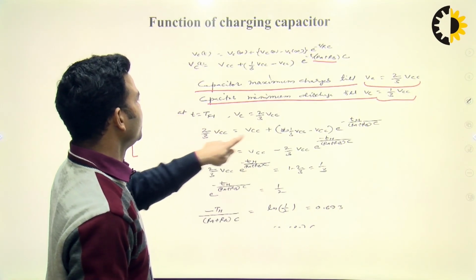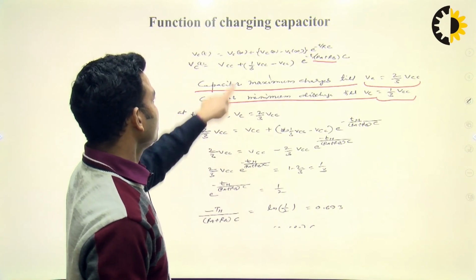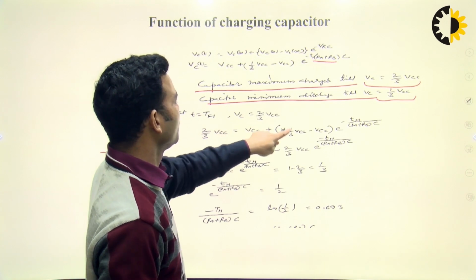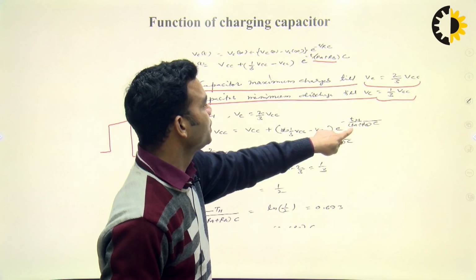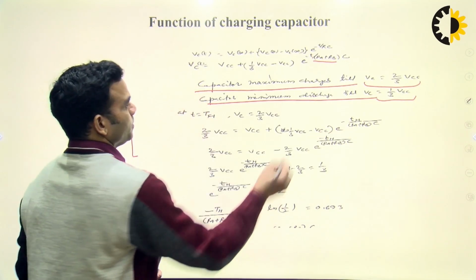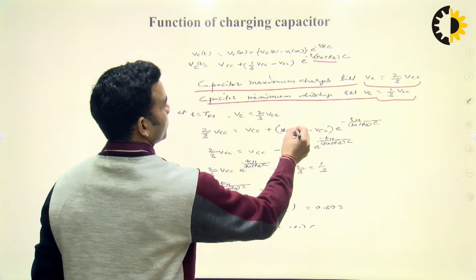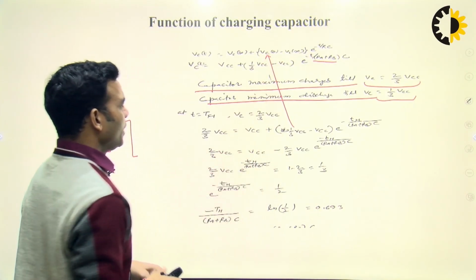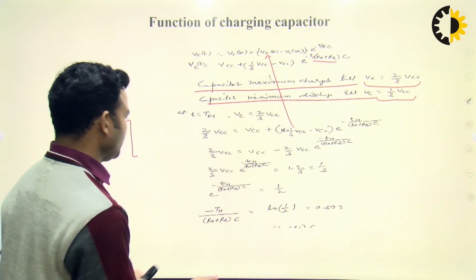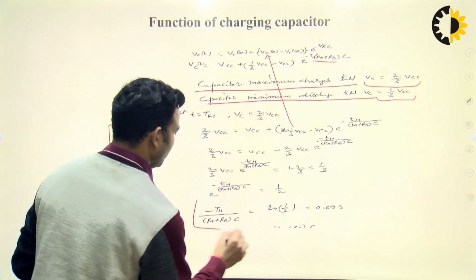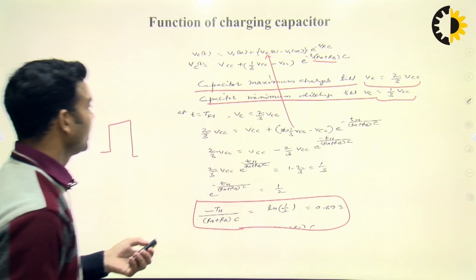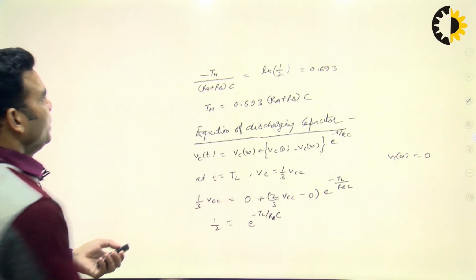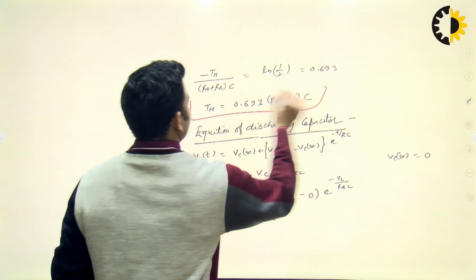You can put this value in this equation: 2/3 VCC is equal to VC infinite, which is VCC, plus (1/3 VCC minus VCC) e to the power minus TH upon (RA plus RB)C. If you solve it, you can easily find out minus TH upon (RA plus RB)C is equal to ln 1 by 2. That means 0.693. So TH is equal to 0.693 (RA plus RB)C.